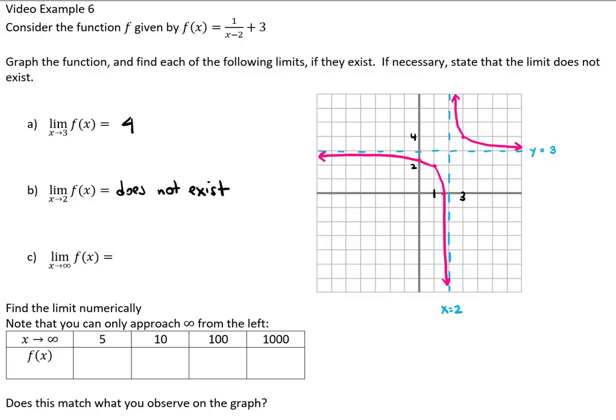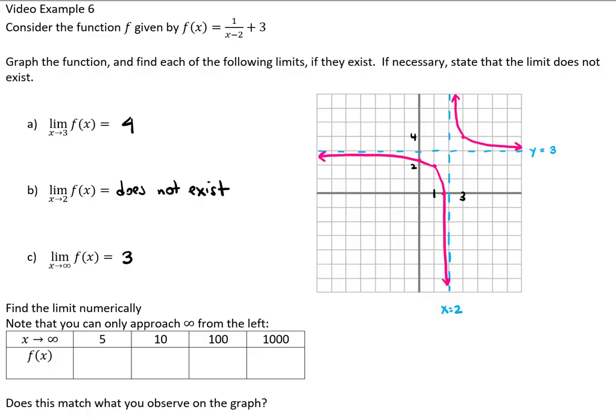And then we have the limit of f of x as x approaches infinity. And notice that you can only approach infinity from the left-hand side. So as I approach infinity, I'm going that direction. And I notice that the value is getting closer and closer to a 3. The y value is getting closer to a 3. So the limit is 3.